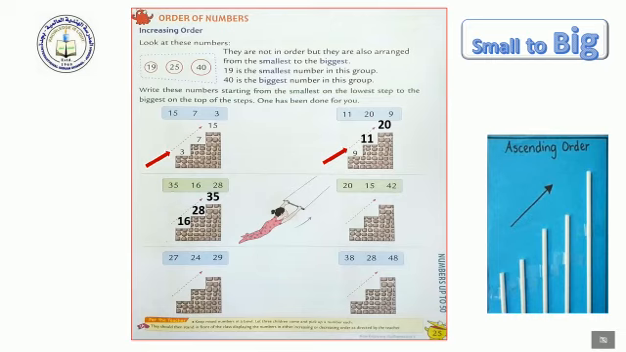Now let's try another one. The numbers are 20, 15 and 42. Now come on, tell me the smallest number. Yes, 15, then next is 20 and then 42. Now try the next two on your own and check the answers.